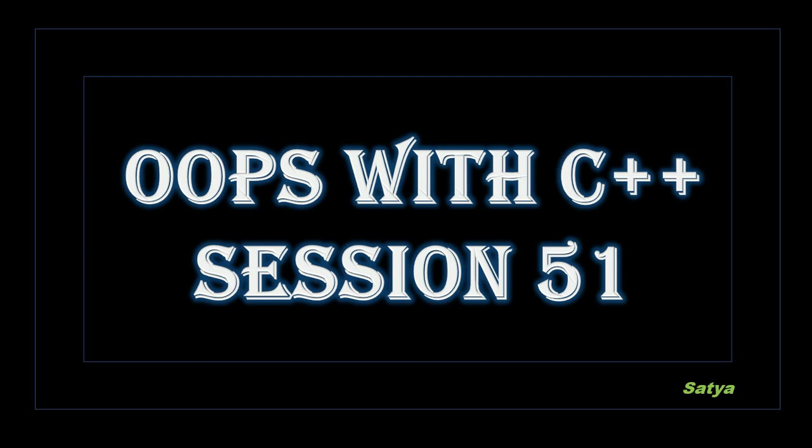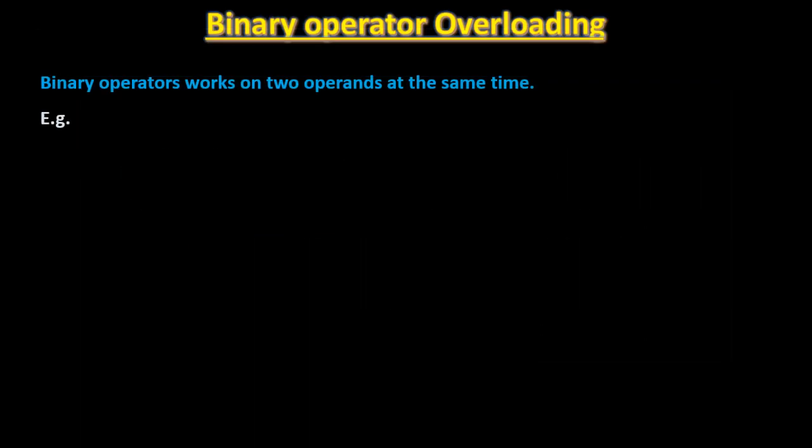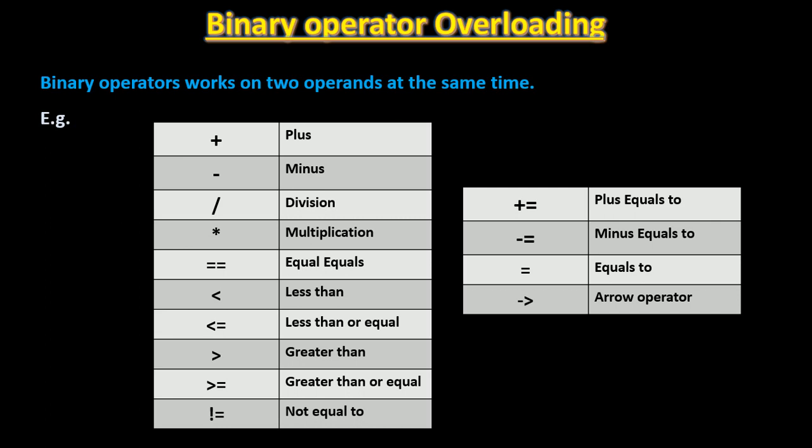As you know, binary means two, so a binary operator will work on two operands at the same time. When I say obj1 plus obj2, obj1 is one operand and obj2 is another operand. The inbuilt binary operators are plus, minus, division, multiplication, equals to, less than or equal, greater than or equals to, not equals to, plus equals to, minus equals to, and arrow. These are the inbuilt operators which we can overload by using the operator overloading method.